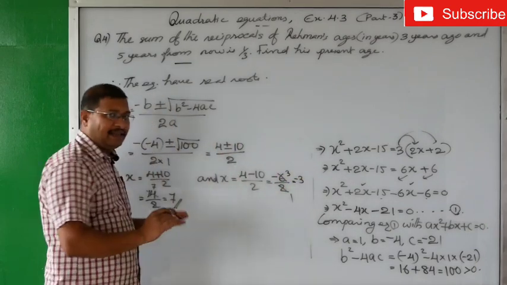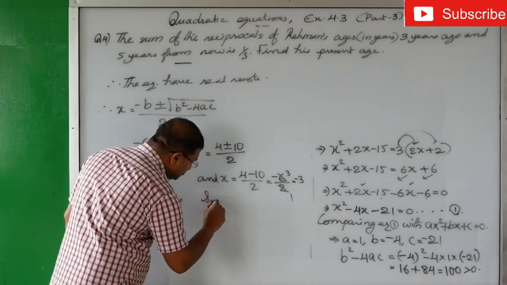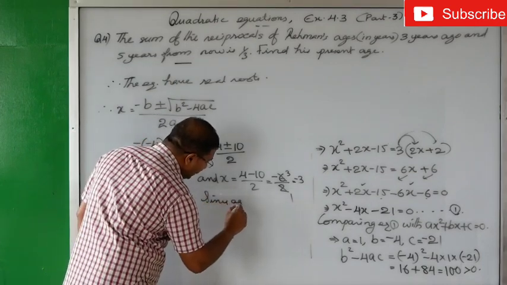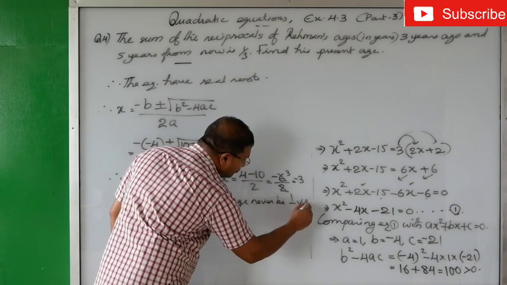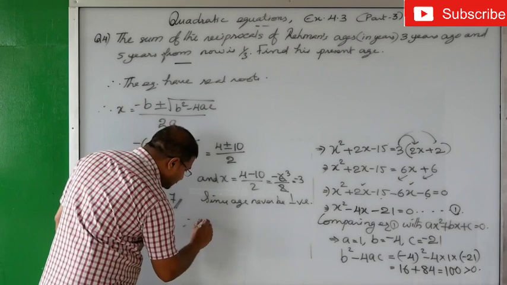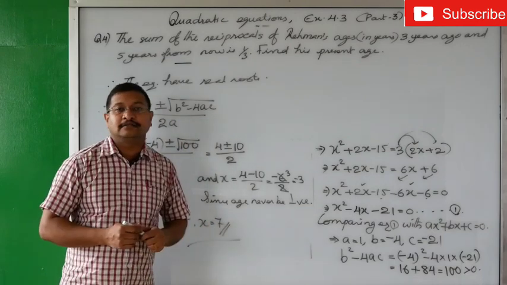But we know that age can never be negative. Since age can never be negative, therefore x equals 7. So the right answer is 7.